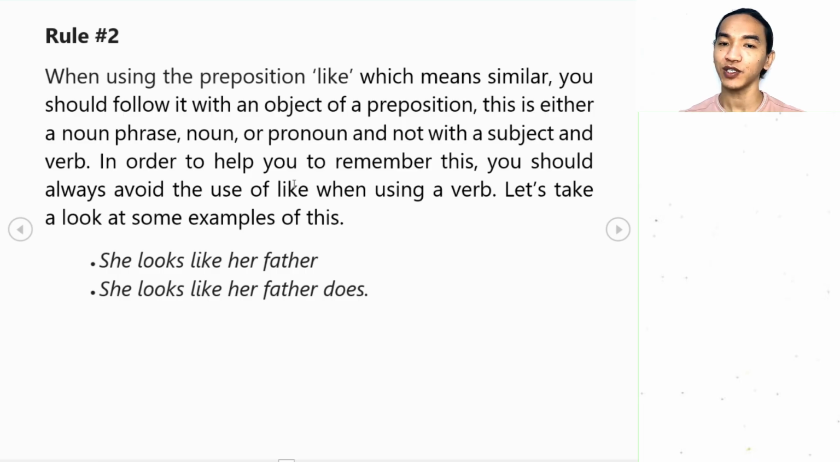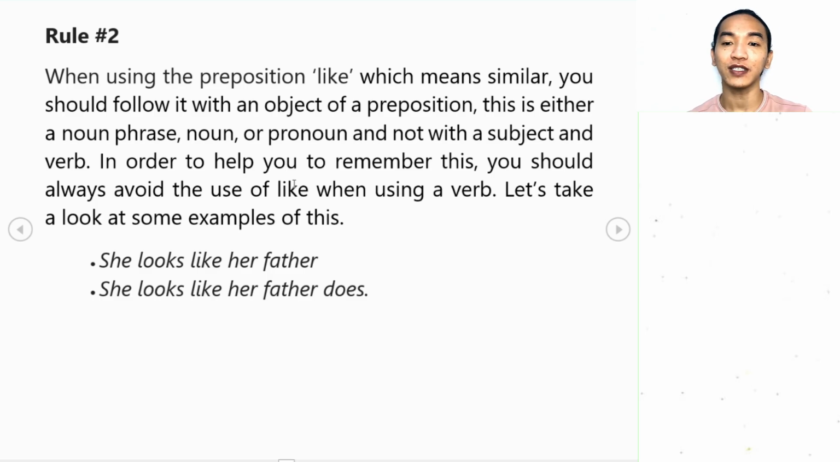So rule number 2, when using the preposition like, remember like here is a preposition which means similar, you should follow it with an object of the preposition. So remember, there should be an object of the preposition when you're using the preposition like. This is either a noun phrase, noun, or pronoun, and not a subject and a verb. Remember, your object should only be a noun phrase, noun, or pronoun. It should not be a subject plus verb.